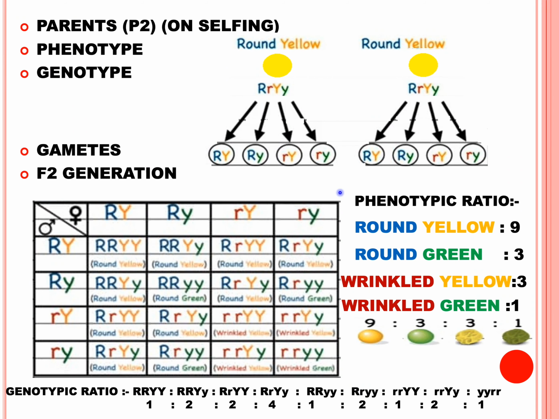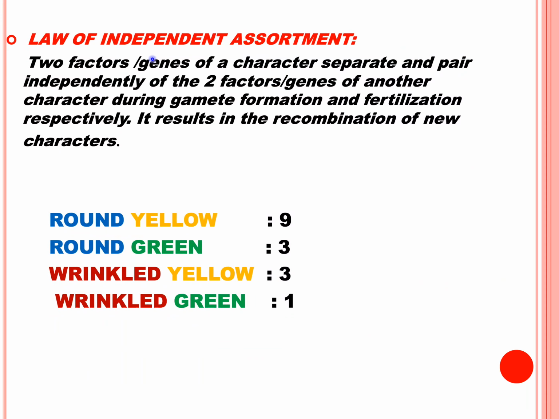Students, this dihybrid cross involves law of independent assortment, which states that two factors or genes of a character separate and pair independently of the two factors or genes of another character during gamete formation and fertilization respectively. Means at the time of gamete formation, the two factors or genes of a character separate without influencing the two factors or genes of another character and reunite at the time of fertilization and express their traits in the generation.